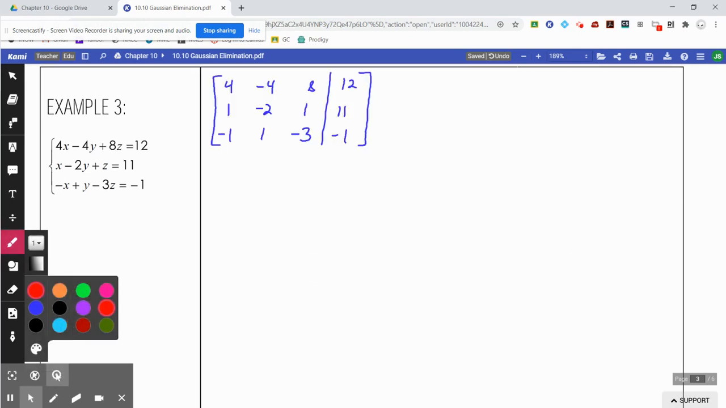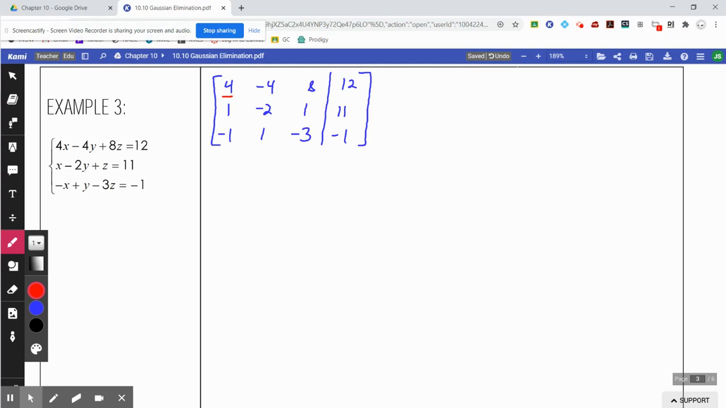And again, my steps are always the same. Make this a 1, 0 these out. Make this a 1, 0 this out, and then make this a 1. I always go by those steps every time, and it always falls out just right. So how do I make this a 1? Well, the entire row is multiples of 4. So therefore, what I do is just do a fourth of it.